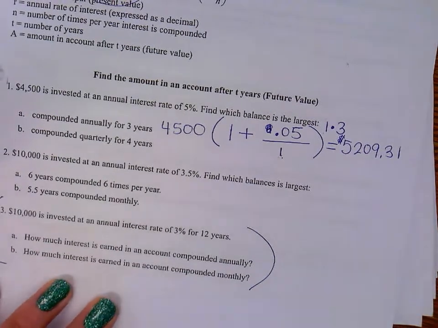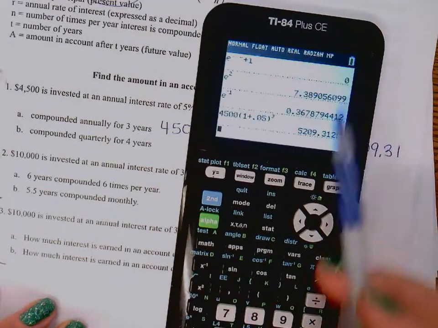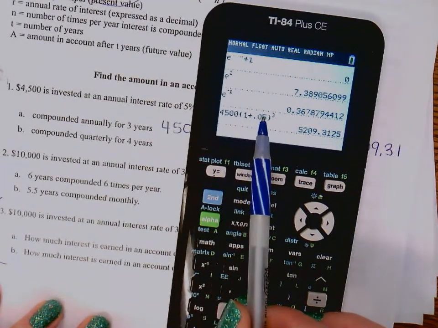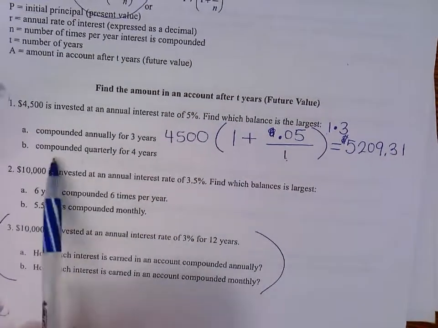Did anyone not get that on their calculator? I didn't even type in the ones, so I just did 4,500, the 1 plus the 0.05, and raised it to the 3rd power. So what's different about part B?